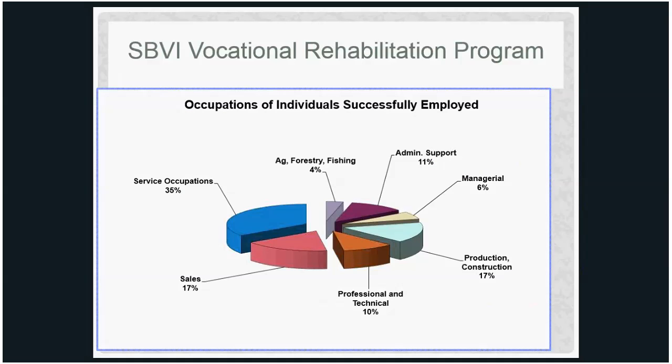Just taking a look at the SBVI VR program, we served 509 people last year. We served that many, and we helped 115 people become successfully employed in the community. The majority of those jobs, you can see from this chart here, were in service, sales, and production and construction.